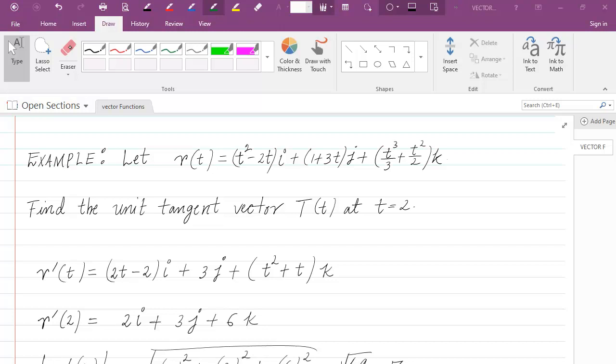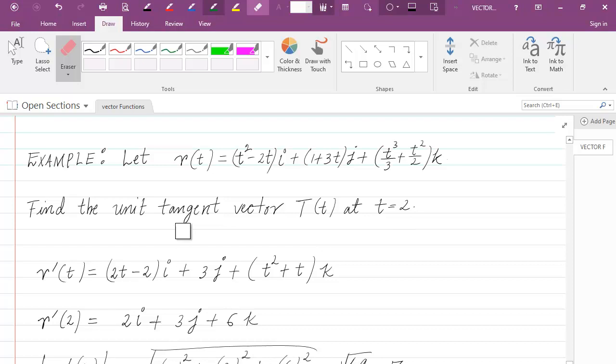Welcome back. We will be doing two examples in this video. Here's the first one. Let's say that r of t is a vector function, and here the first component of r of t is t squared minus 2t. The second component is 1 plus 3t, and the third is t cubed over 3 plus t squared over 2. And what we want to do is find the unit tangent vector T of t at t equals 2.